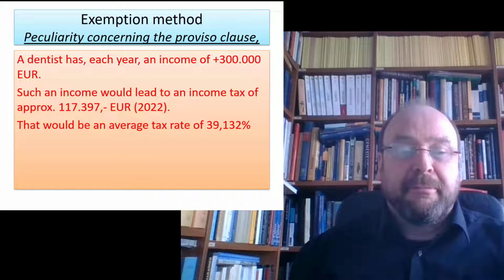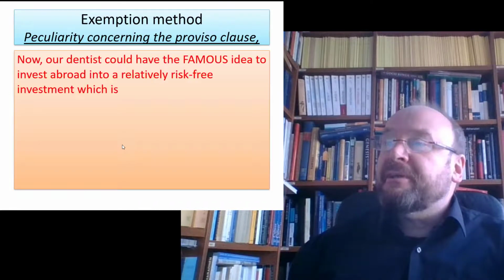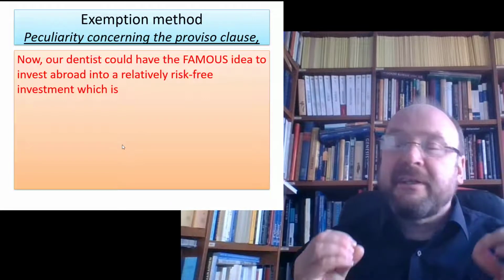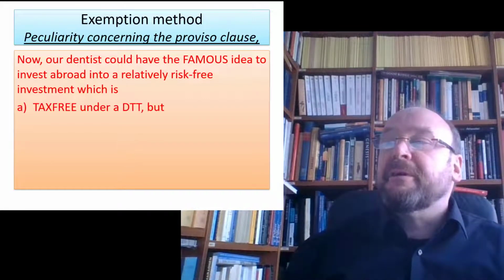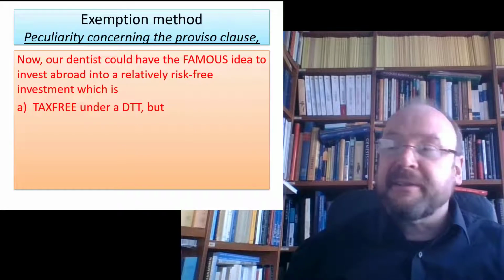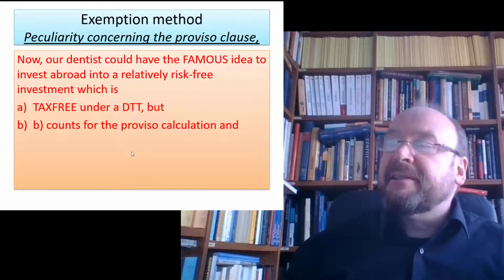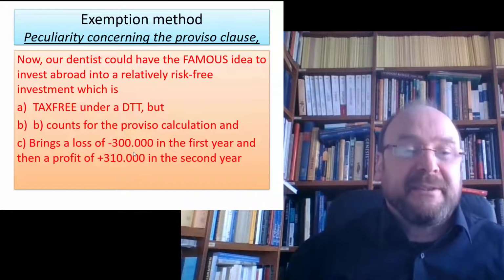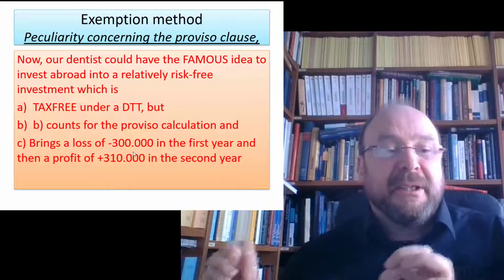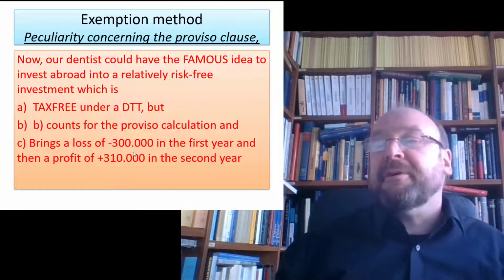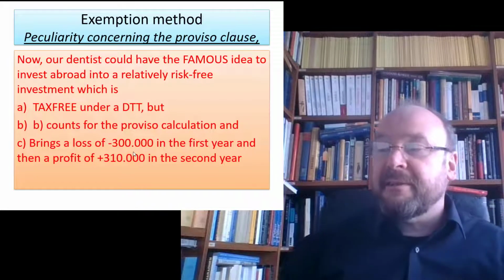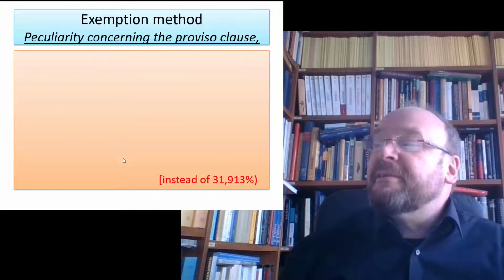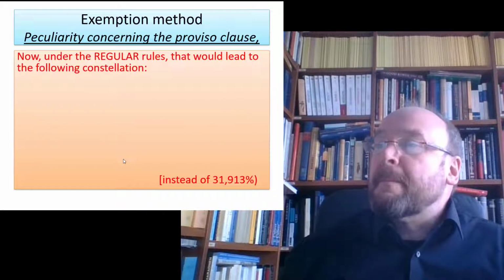39%. That's rather harsh. Now imagine our dentist has the famous idea to invest abroad into a relatively risk-free investment, which fulfills the following requirements. First, it's tax-free under double taxation treaty. Second, it counts for the Proviso calculation. And third, it brings a loss of 300,000 in the first year and later recovers the money with a small extra profit in form of 310,000 euro in the second year. Now, what would be the fiscal consequences?